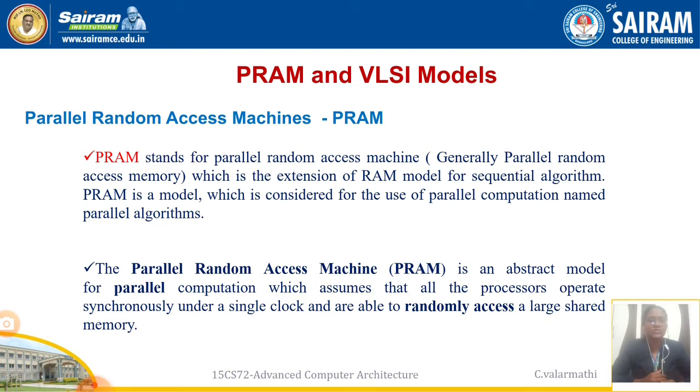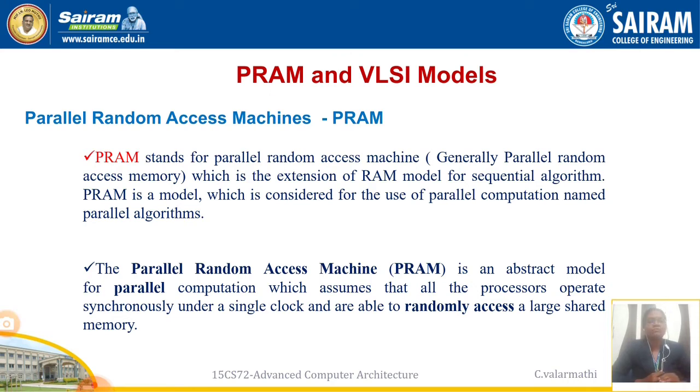So PRAM stands for Parallel Random Access Machine, which is the extension of RAM model for sequential algorithm. PRAM is a model which is considered for the use of parallel computation, named parallel algorithm. Mainly, this parallel random access machine will be used when you are going to achieve parallelism in your execution. Whenever your execution wants to execute in a parallelized manner, this PRAM will come into the picture.